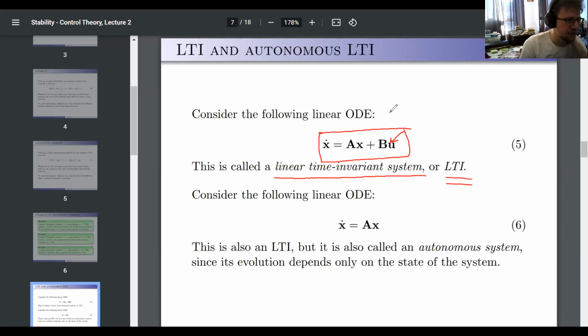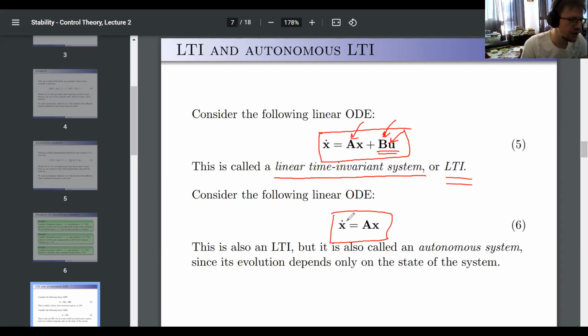Why LTI? A better way to put it would be like this, because A and B are constant matrices. They don't change with time. That would be the way to describe why it is linear time invariant. Right, but so far this probably looks strange to you. Like, what is this input? So we'll drop it for now, and we'll go back to something that is extremely familiar.